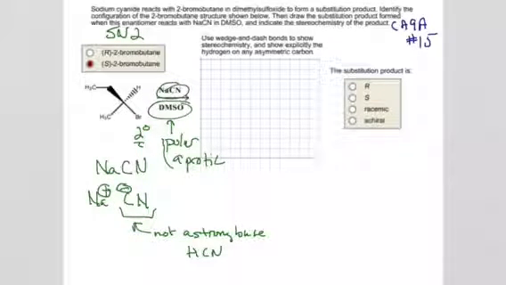We have a nucleophile that is not a strong base and is a good nucleophile, and so that is going to promote an SN2 reaction over an E2 reaction. So we're going to do an SN2 reaction here.